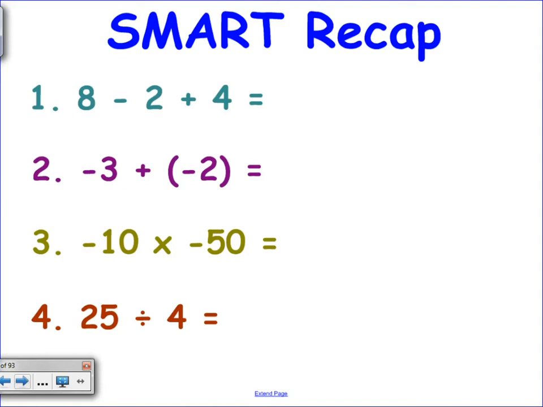So a smart recap. Spent a fortune on those show me boards. I want you to do 4 questions for me based on what we did last week. Things that might kick in today. So question 1, what is the answer to 8 minus 2 plus 4? Question 2, what is minus 3 plus minus 2? Question 3, minus 10 times minus 50. Probably the most important of the 4 questions as your smart recap on what we did last week is 25 divided by 4. Let's go through them then. They're up there for a reason.